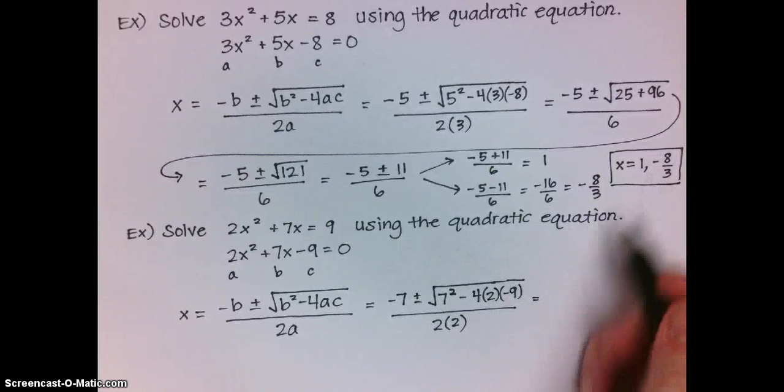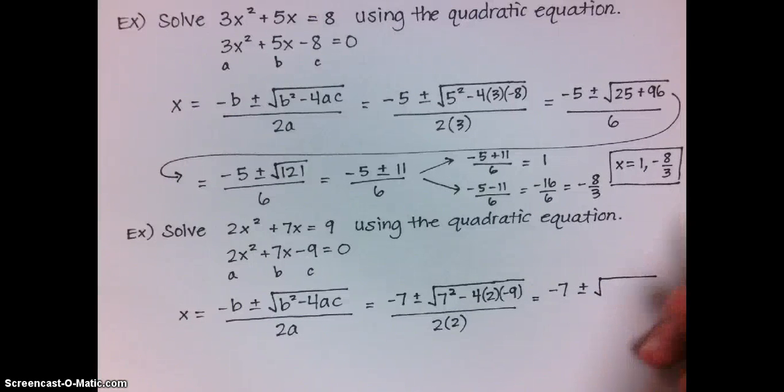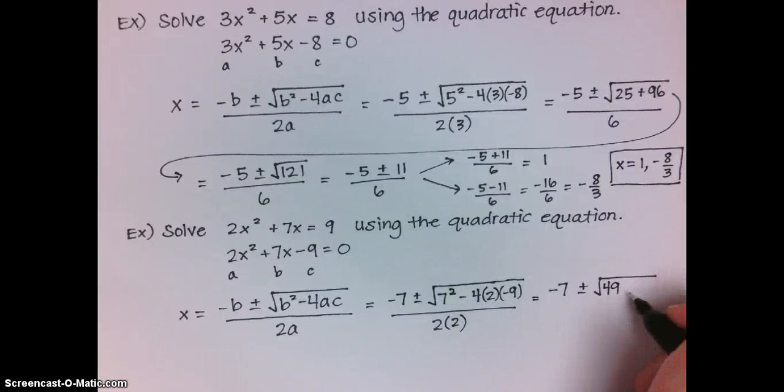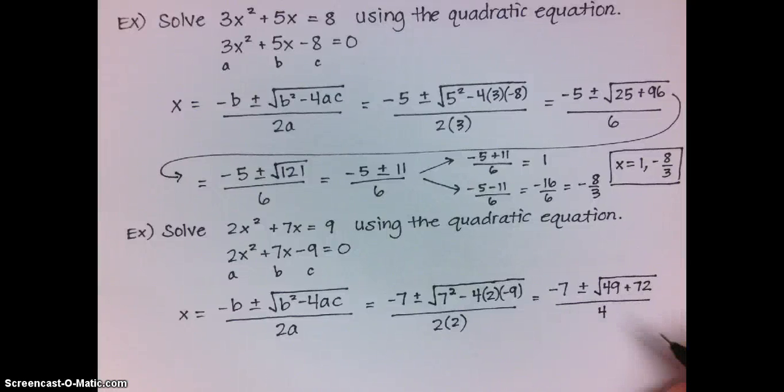Let's simplify this on the inside. So I have negative 7 again on the outside, plus or minus. 7 squared is 49. And negative 4 times 2 is negative 8. Negative 8 times negative 9 is positive 72. All divided by 2 times 2 is 4.